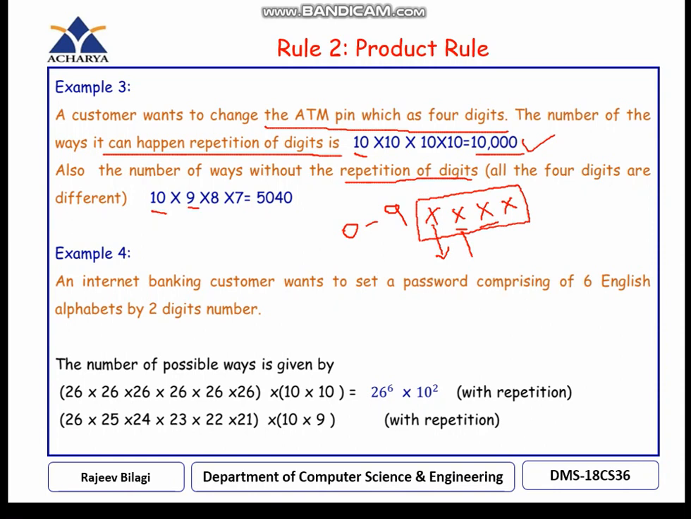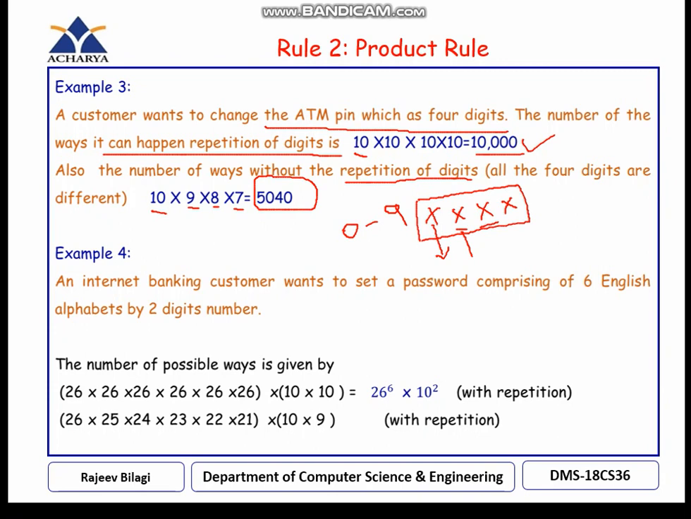So now what happened? Two numbers you have selected. Those two numbers should not be repeated here. So the number of digits left here is 8, so I have taken it as 8. And the last number, already three numbers are there. Leaving these three numbers, one more number is 7. So 10 into 9 into 8 into 7, which is 5040, without repetition. Okay.